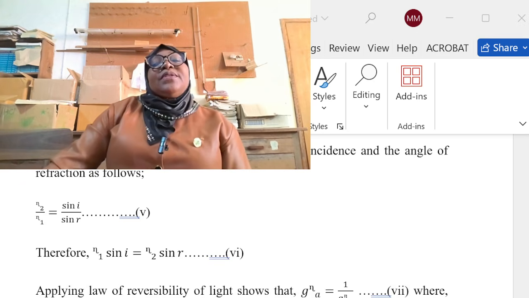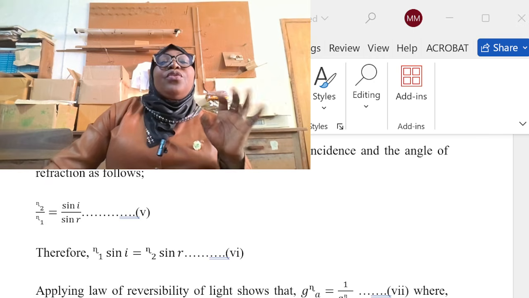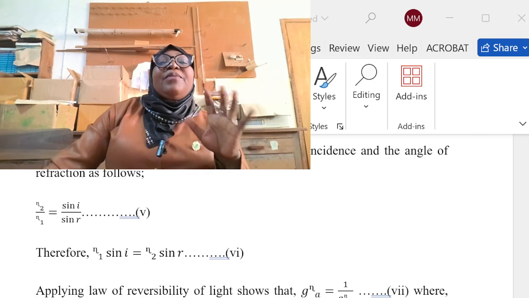Also, you can use this to find any unknown value. If you need to find sin i, or you need to find an angle, or you need to find the refractive index of either medium, you can use this formula.